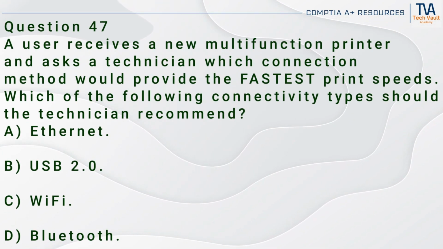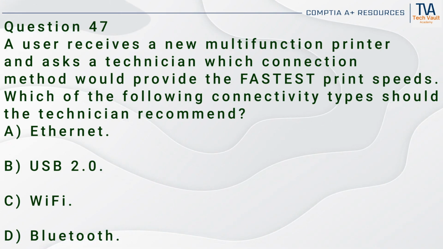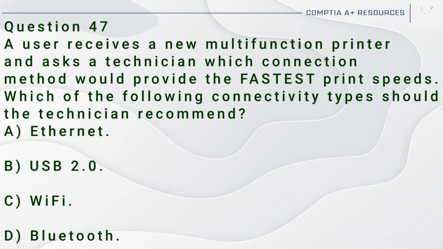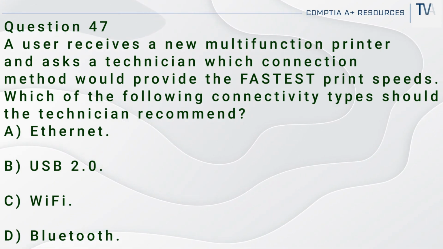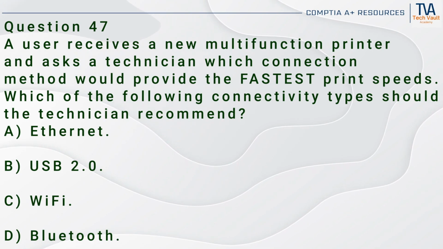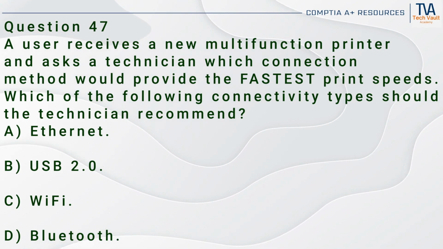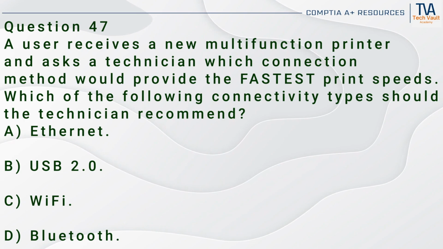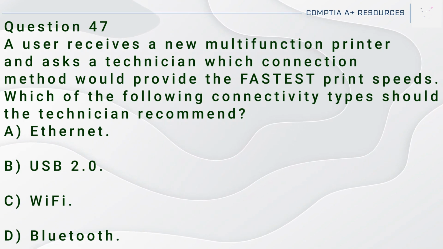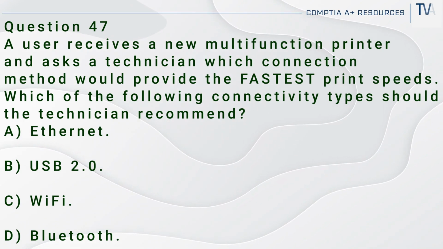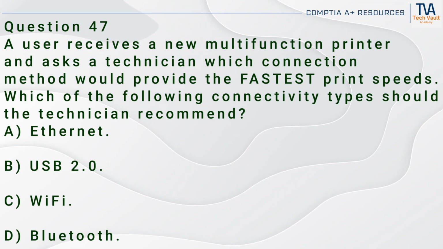Question 47. A user receives a new multifunction printer and asks a technician which connection method would provide the fastest print speeds. Which of the following connectivity types should the technician recommend? A. Ethernet. B. USB 2.0. C. Wi-Fi. D. Bluetooth.